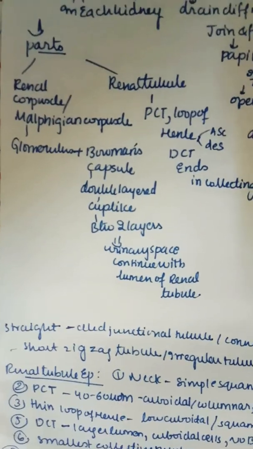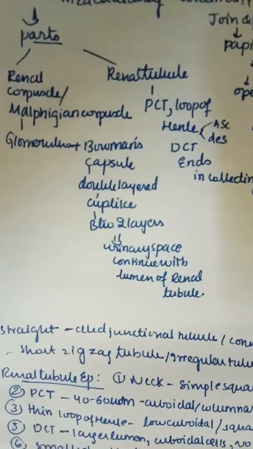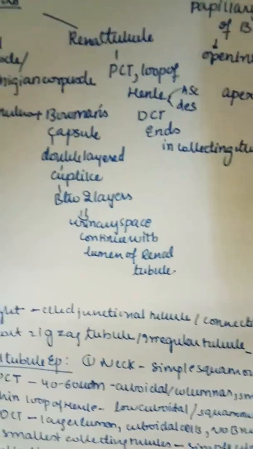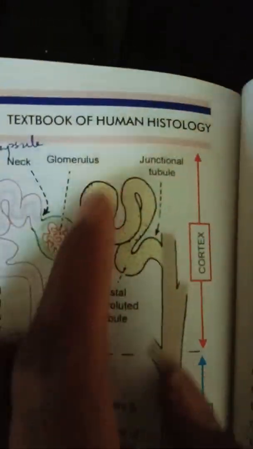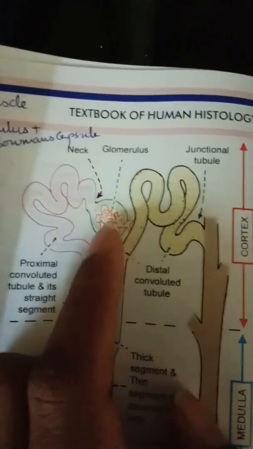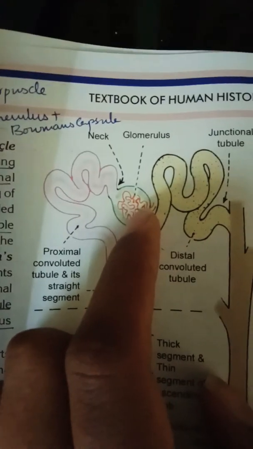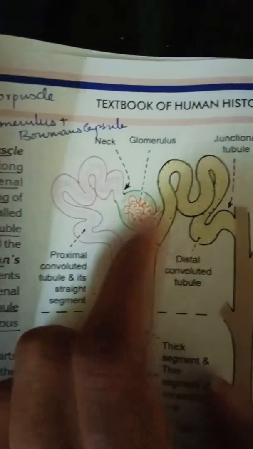We know the Bowman's capsule is a double layered cup-like structure. Between two layers of this Bowman's capsule we have a urinary space, which is continuous with the lumen of the renal tubule. So let us check out over here. So the glomerulus, this is a Bowman's capsule. Both together form the renal corpuscle or the Malpighian corpuscle. So this is part of a nephron.